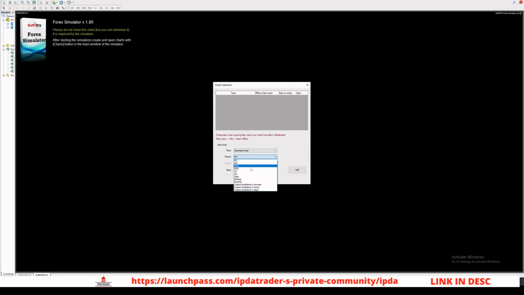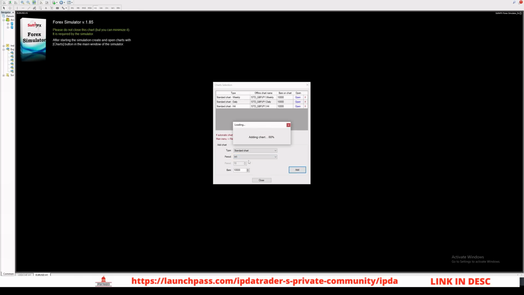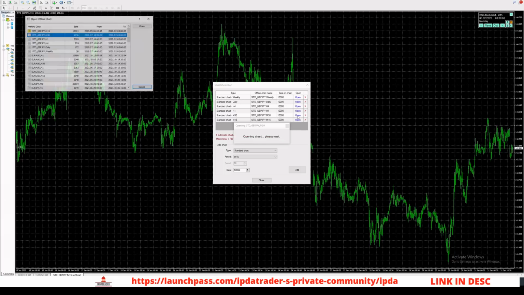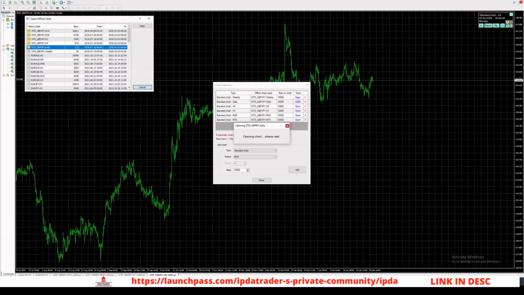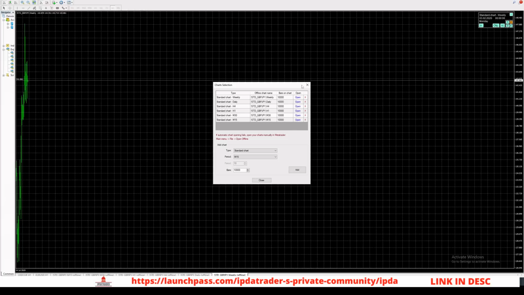Let's add some charts. And for this simulation, we're going to be using the weekly, the daily, a 4-hour frame, 1-hour frame, 30-minute frame, and 15-minute. We're not going to be going lower than that. And this is what we're going to be working with, right? So we do have now some charts to be working with, which is great.